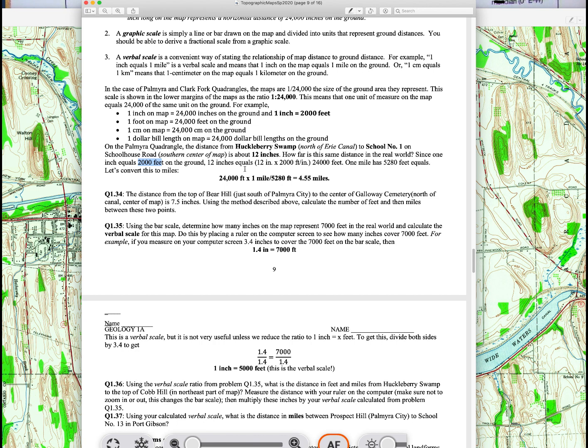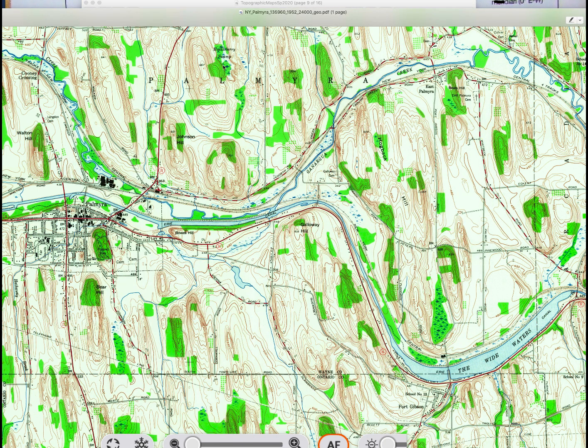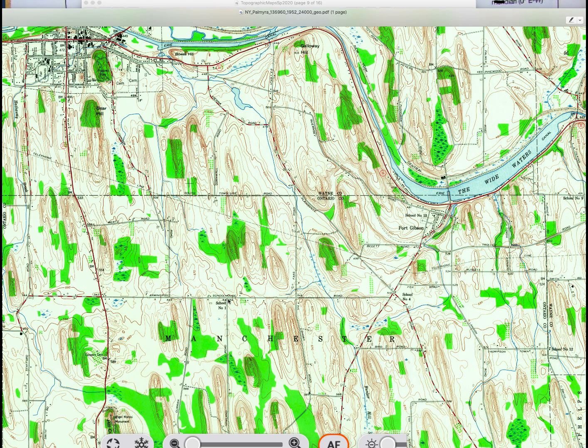Now, because there's 12 inches in a foot. The other key number to understand is that 1 mile is 5,280 feet. That's another number you should memorize or write down. And so doing that, since we have 12 inches, we have 24,000 feet. Well, we know that 1 mile is 5,280 feet, so we're going to get rid of the feet. So I put this number in the denominator. I get rid of the feet, and I end up with miles. So it ends up about 4.5 miles, that distance from Huckleberry Swamp down here to school number 1.